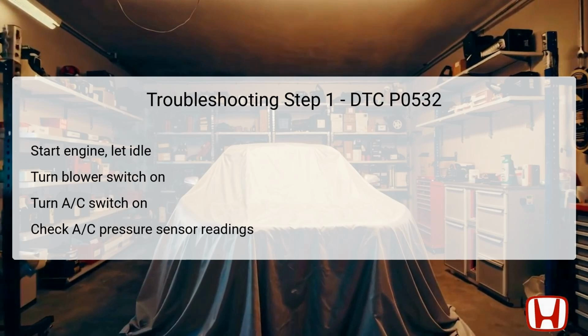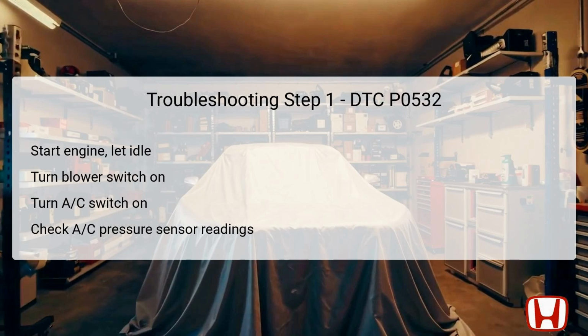The first troubleshooting step in addressing DTC P0532 involves preparing the vehicle for diagnosis. Start by ensuring that the engine is running and allowed to idle to achieve normal operating conditions. Once the engine is stabilized, activate the blower switch so that the cabin fan operates at its designated speed, facilitating the proper functioning of the AC system.